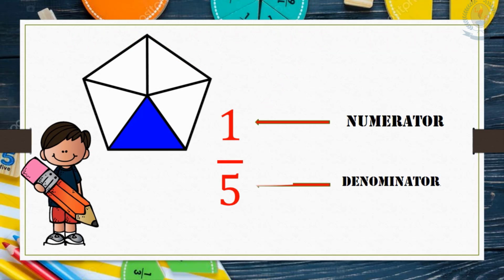We have learned to read and write fractions. Look at the figure shown. It is divided into 5 equal parts. Since one part is colored blue, we say that 1 over 5 of the figure is blue.